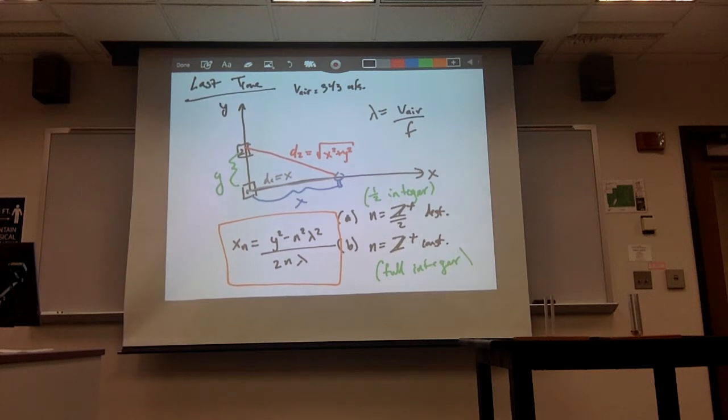Derek, is that a question? Where did you get the y value? y was given in the problem, it was given as 2 meters. So here y was equal to 2 meters. It was given in the problem.